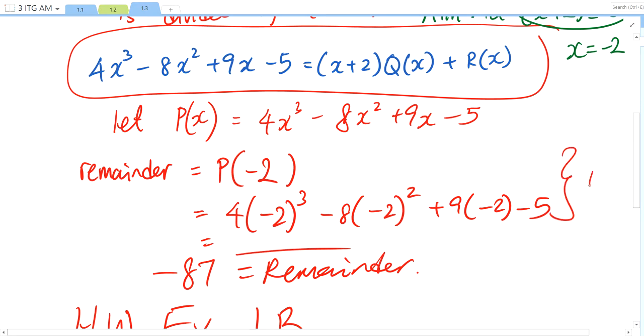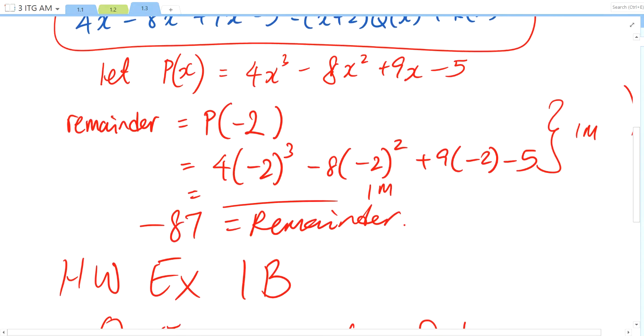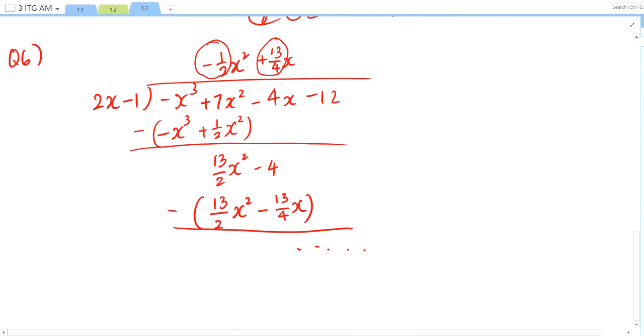This will give you 1 mark. This will give you 1 mark. Easy? Very easy, 2 marks given to you. Or if you are a bit more stingy, then it will be just 1 mark, because it's too easy already. Alright? So let's try an example.